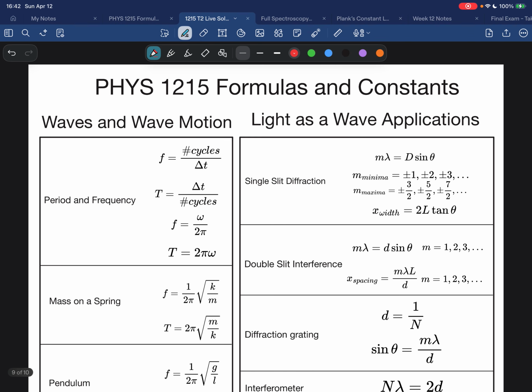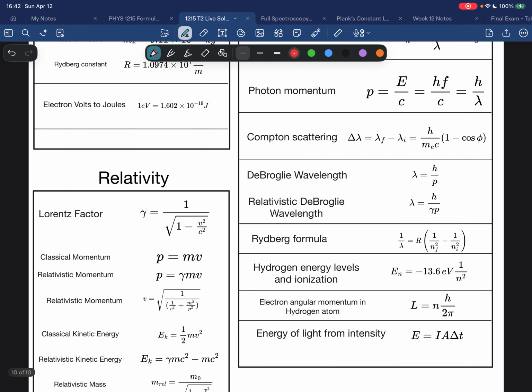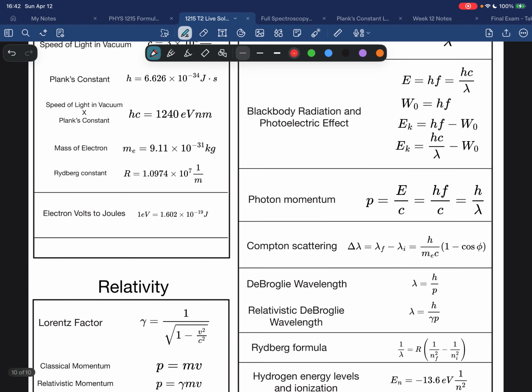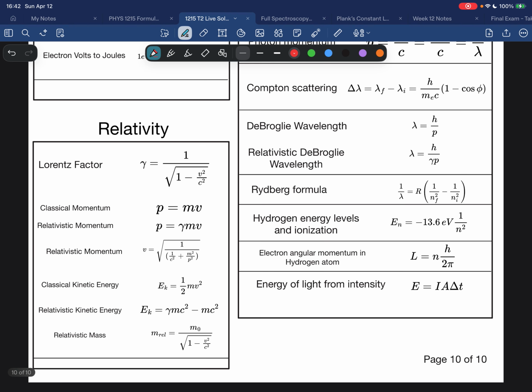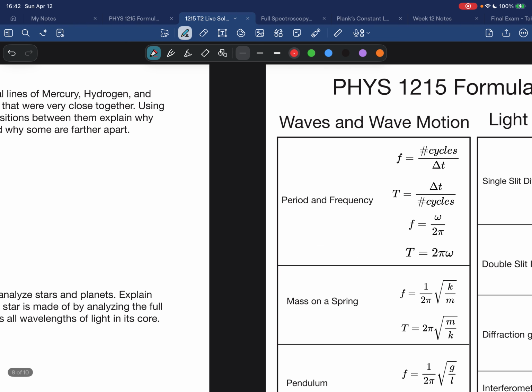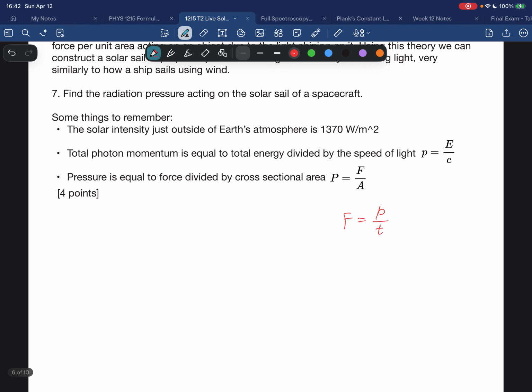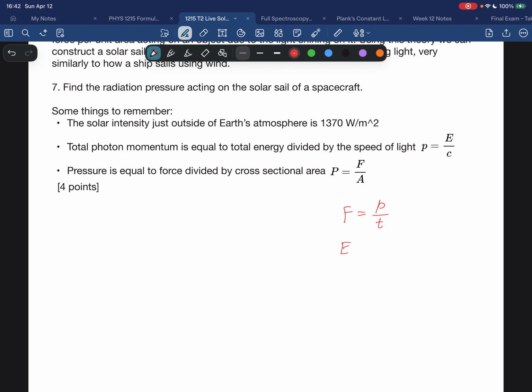And lastly, we are going to need, where did I put it? The bottom equation here in the bottom right. E equals that, where the energy of light from intensity of the light is equal to the intensity of the light multiplied by area multiplied by time. So E equals I A T. Okay, great.